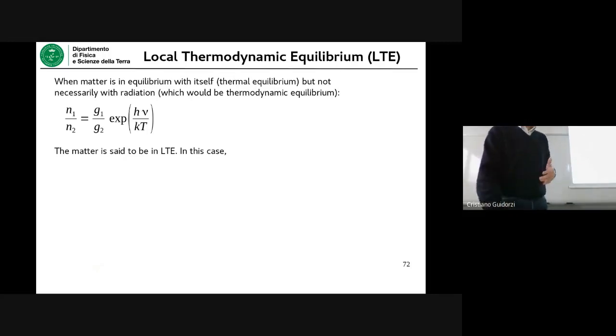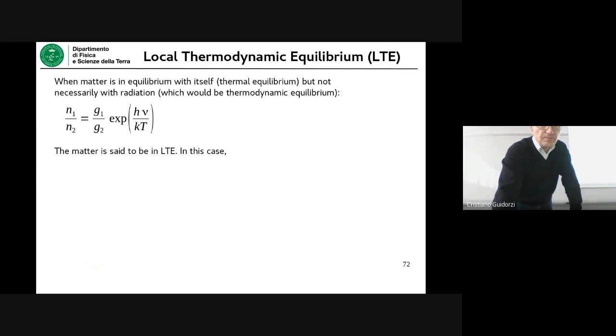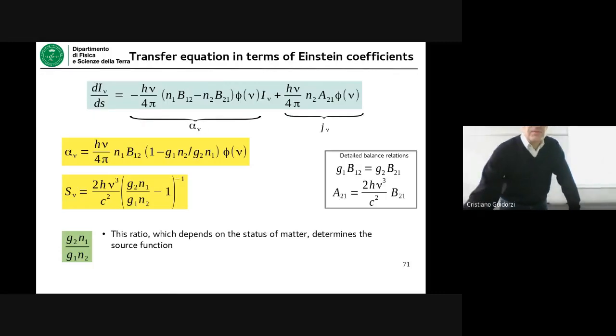In this case, even if you cannot speak of thermodynamic equilibrium, you can speak of local thermodynamic equilibrium, shortened to LTE. So let's see, in terms of getting back to alpha and J, or equivalently the source function, what do we know in this case? Well, matter is in thermal equilibrium, so the source function is again the Planck function, Kirchhoff's law. But at the same time, you can express the absorption coefficient just because you know the ratio of N1 and N2. In particular, if we get back to the previous slide, let's have a look at the formula of alpha nu. Among brackets, you have 1 minus g1 n2 over g2 n1.